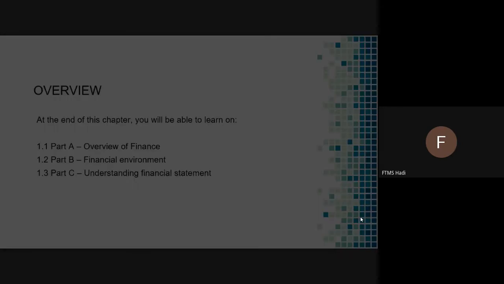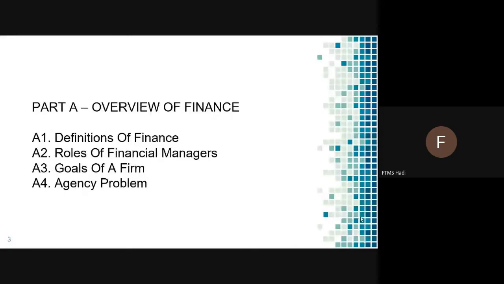Okay, let's have a look at the first part, which is part A, overview of finance. We have 4 parts here. In terms of definition, what are the roles or responsibilities of financial managers, especially in the finance department? And then the third part is the goals of a firm, that means the main objective of a firm. And A4, that means agency problem.